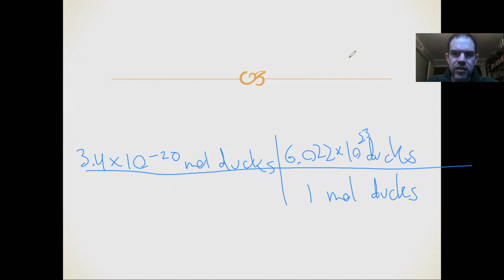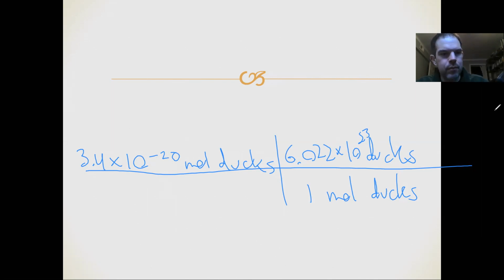Okay. So now, again, if you want to, that's all on top. So you could go ahead and multiply front number times front number, and then you could add the exponents, negative 20 plus 23. That all works great. You get the same exact answer. Or you can just enter it in your calculator, 3.4, then I hit the EE button, negative 20.